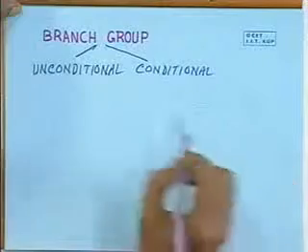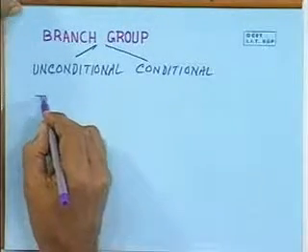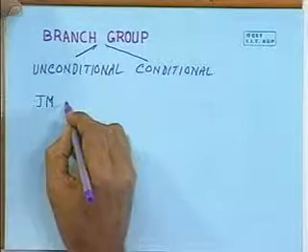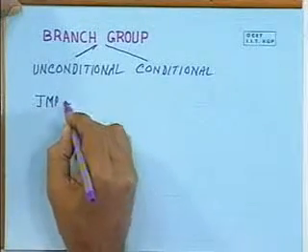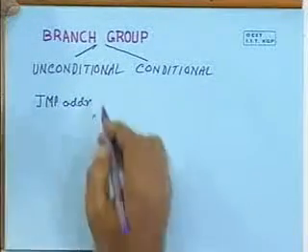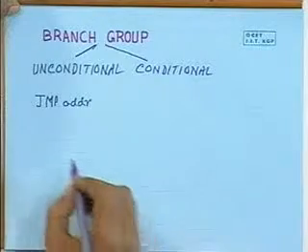But there are situations where the instruction has to come from some other point. In other words, you would like to deviate from the normal instruction execution flow. You would like to execute from some other location. In such cases, you will require this branch group of instructions. The unconditional instruction in case of 8085 is called jump, JMP ADDR. This is the mnemonic for the unconditional jump instruction.